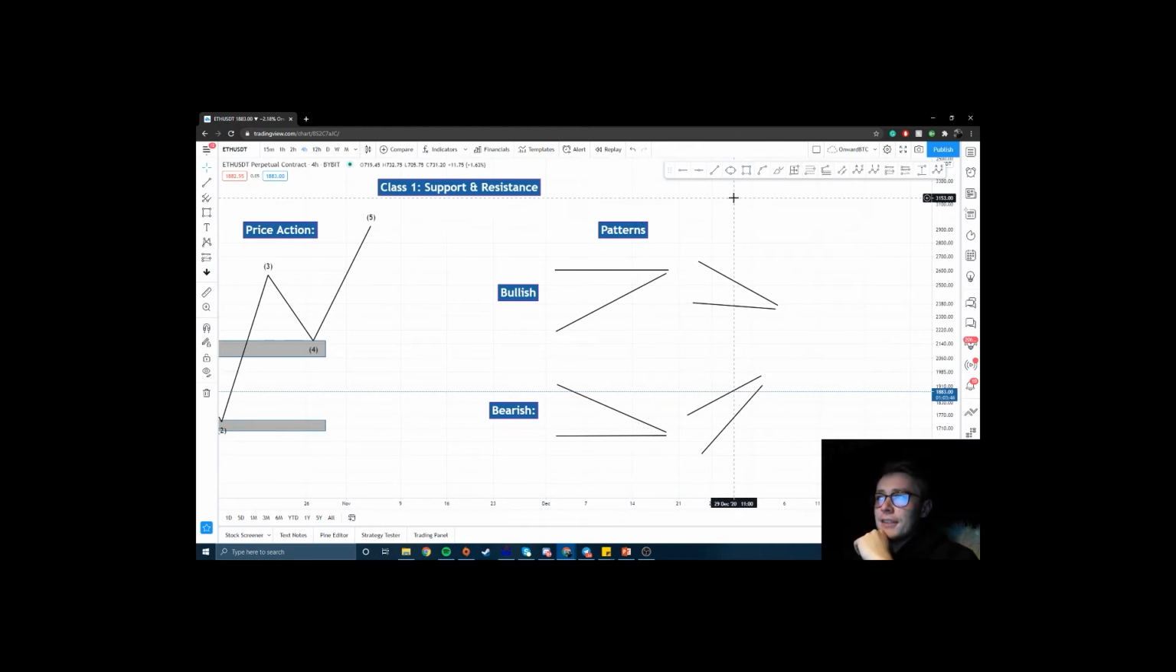In terms of targets, strictly speaking, for the triangles, the target is the measurement of the base put on top of where it broke out. Same is true for the descending triangle, except it's the measure to the downside. Whereas with these wedges, it's going to be simply to the bottom or the top of where it started. So in this case, it'd be up to here from where it broke out, whereas over here, it's going to be to the bottom of where that pattern started.